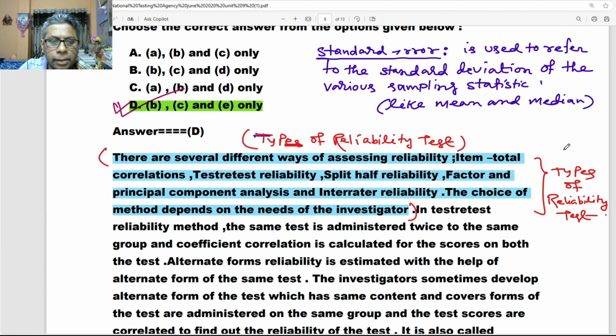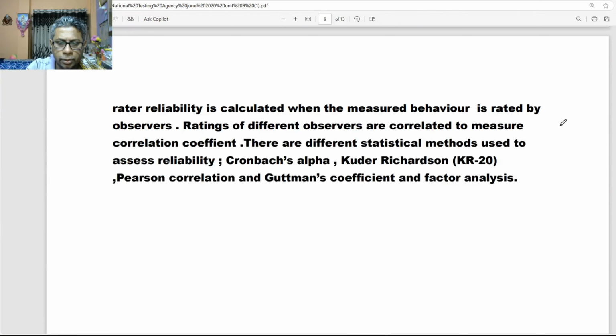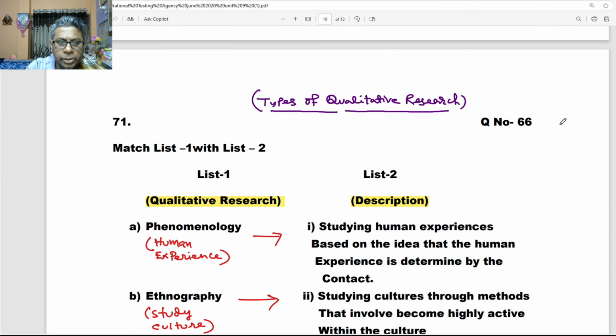And there are several types of reliability tests, several different ways of assessing reliability: total correlation, test-retest reliability, split-half reliability, factor and principal component analysis, inter-rater reliability. The choice of method depends on the need of the investigation. These are different types of reliability. Now we move on to our next question.